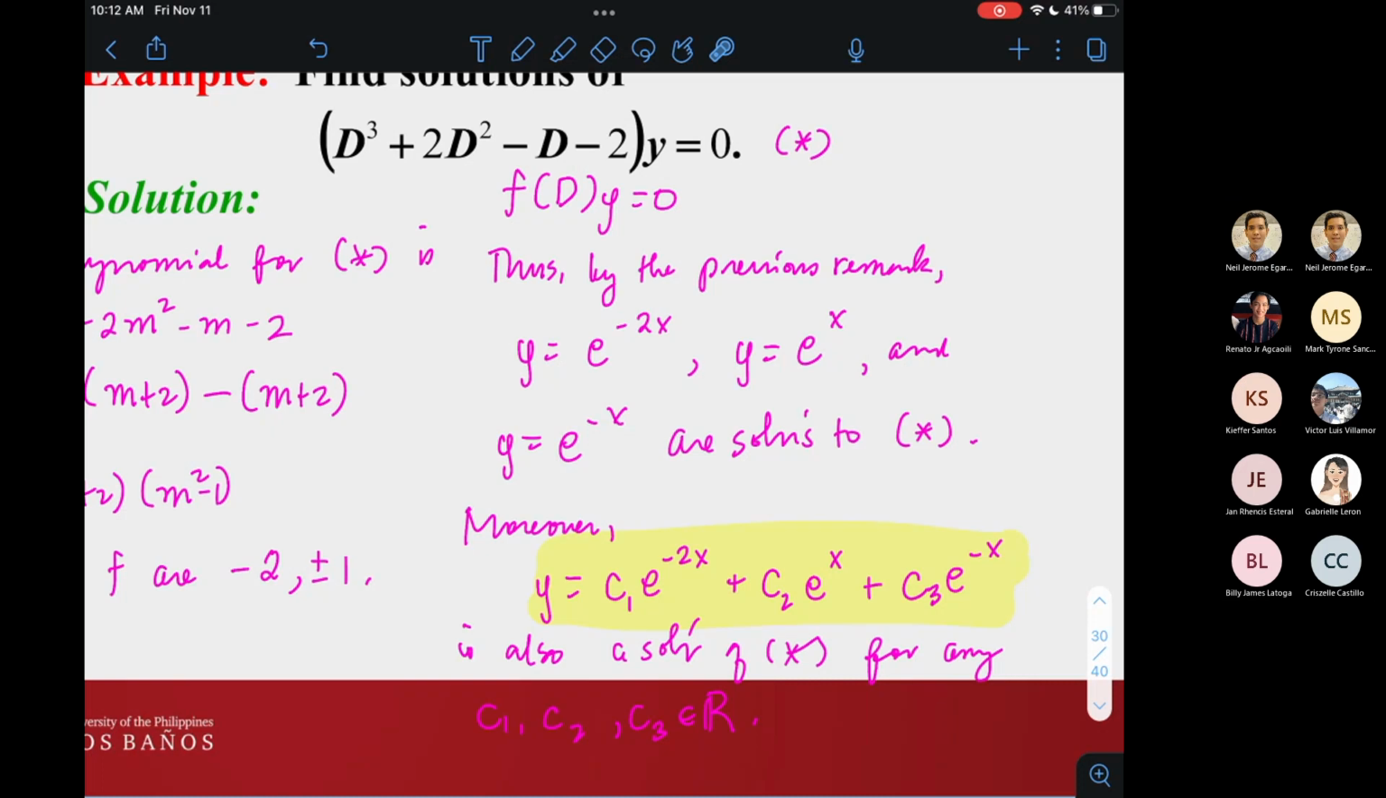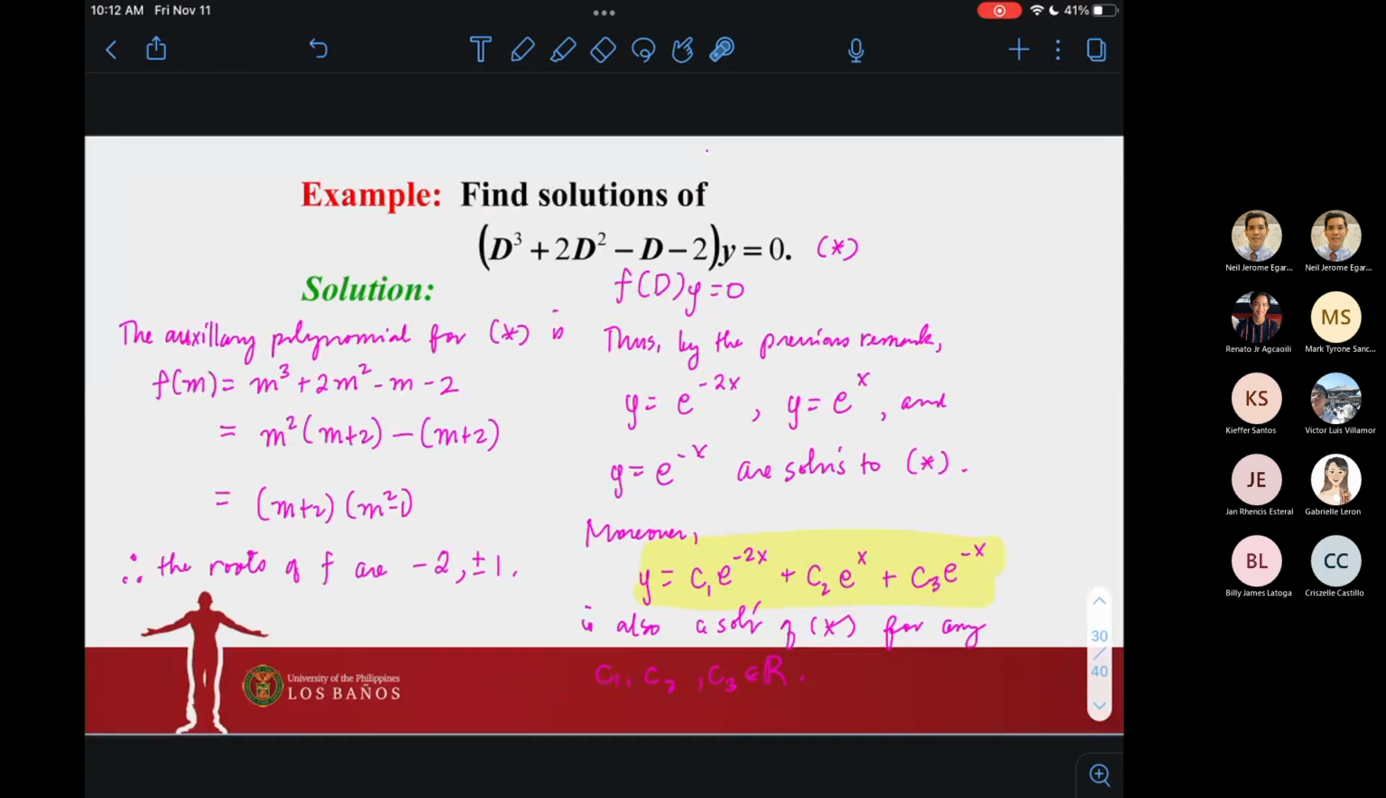All right, so I hope it is. Okay, good. So iyon, pagalingan tong mag-solve ng roots ng characteristic polynomial o ng auxiliary polynomial.